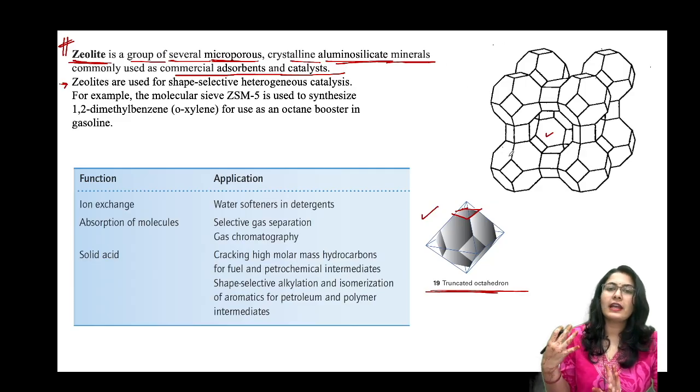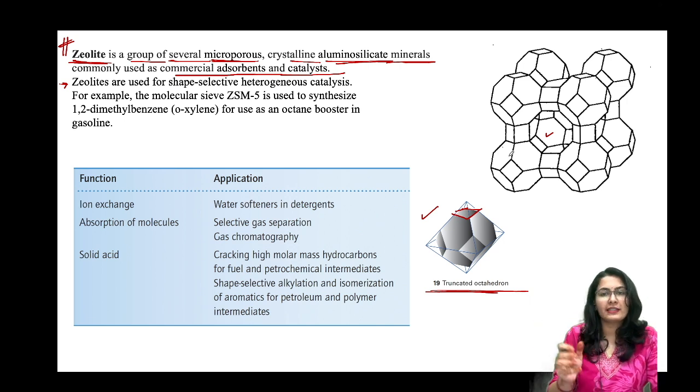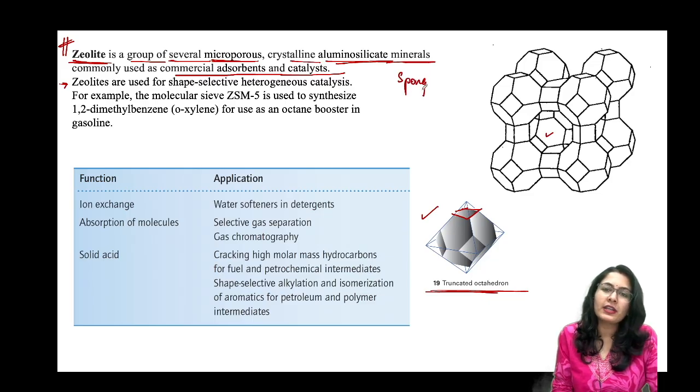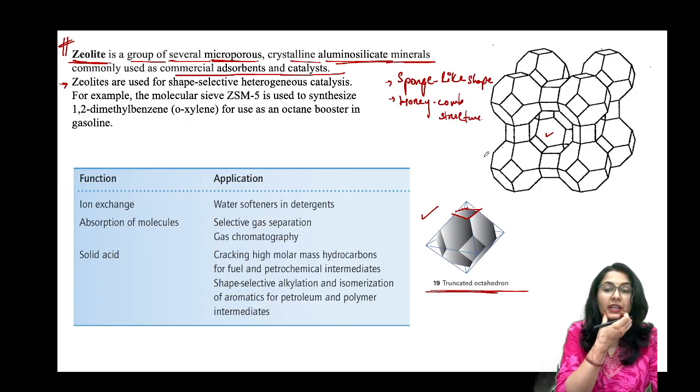So zeolites are what? These are just aluminosilicate minerals having this particular shape, sponge-like shape. Sometimes they are compared to a sponge-like shape, and sometimes they are mentioned as having a honeycomb structure. These are just common ways of calling it. This is how the structure is going to be, having a truncated octahedron cavity.